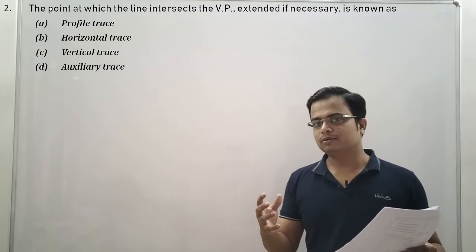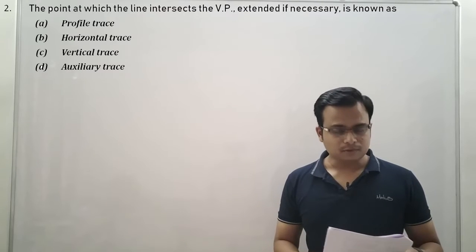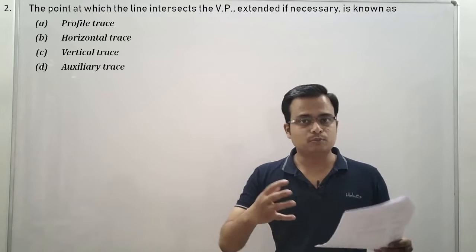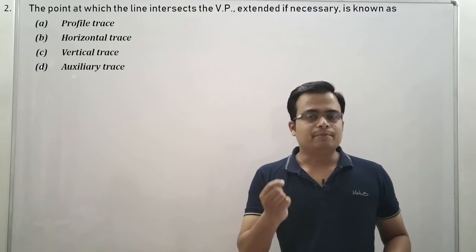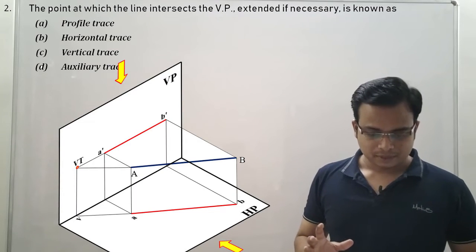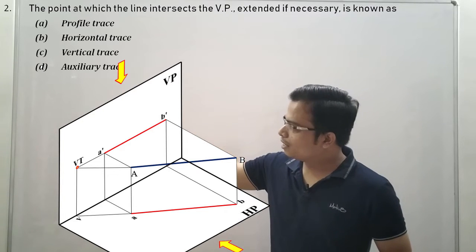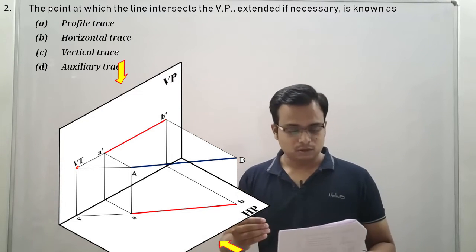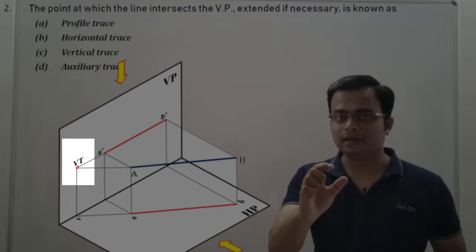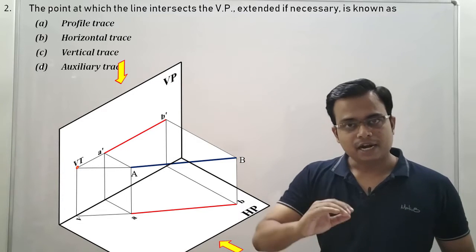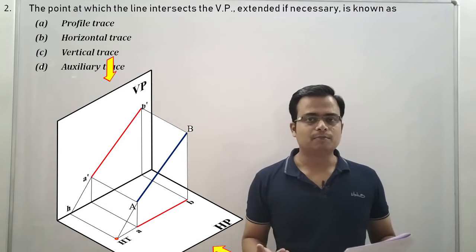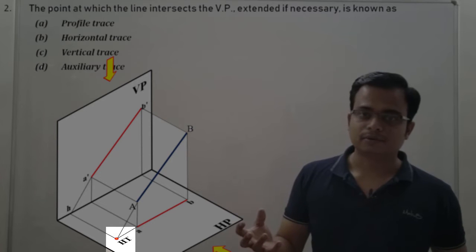Now guys, if you have seen my videos on traces of line, this is something which happens. If you have a line which is either inclined to HP, inclined to VP or inclined to both the planes, if on extending the line it meets a principal plane at a particular point, then that point is known as a trace. And here, in this case, the line on extending meets the vertical plane, then that is what you call a vertical trace. Remember this, if on extending the line it meets the vertical plane at a particular point, it's a vertical trace, and if on extending the line it meets the horizontal plane at a particular point, that is a horizontal trace.